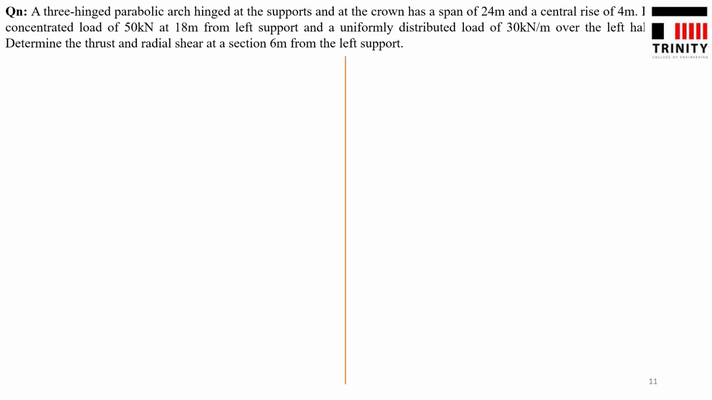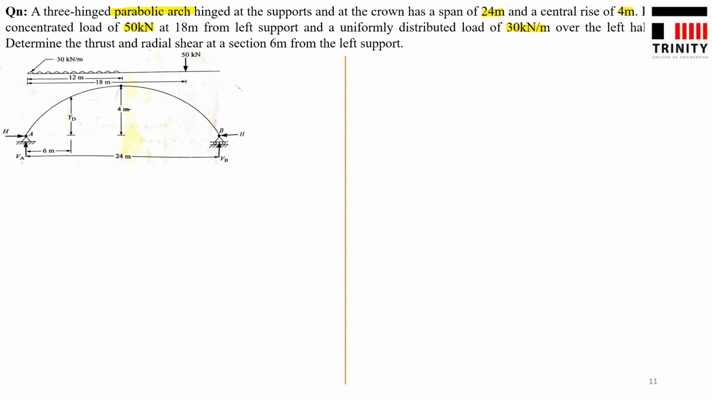So in this question, you were given a three-hinged parabolic arch with a span of 24 meter and rise of 4 meter. It carries a point load of 50 kilonewton at 18 meter from the left support and a UDL of intensity 30 kilonewton per meter over the left half portion. You were asked to find the moment, thrust and radial shear at a section 6 meter from the left support. So first, for solving this problem, you need to draw the figure by using the available data. So you are given a three-hinged parabolic arch loaded as shown in the figure.